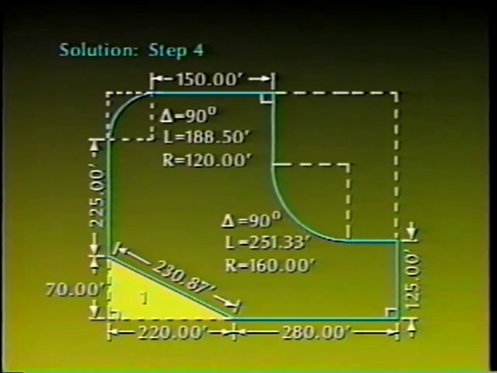The next step in the solution is to determine the area of geometric figures between the perimeter of the parcel and the constructed rectangle. The first area we will deal with is the shaded portion of the diagram designated number 1. Since this is a right triangle, the base and the height is given.